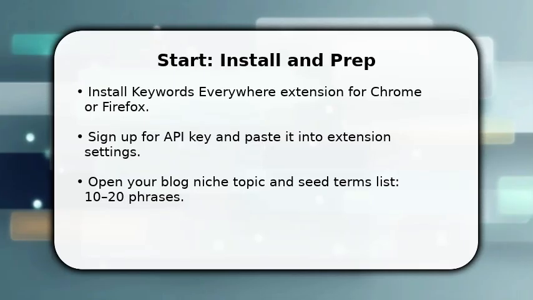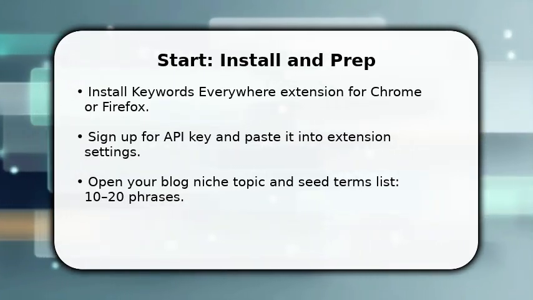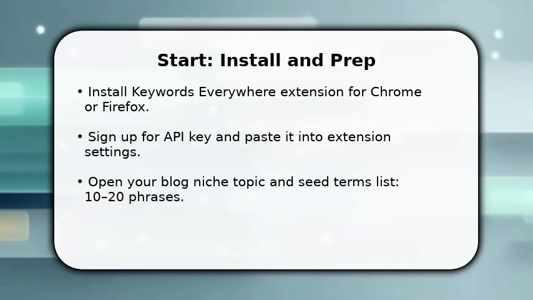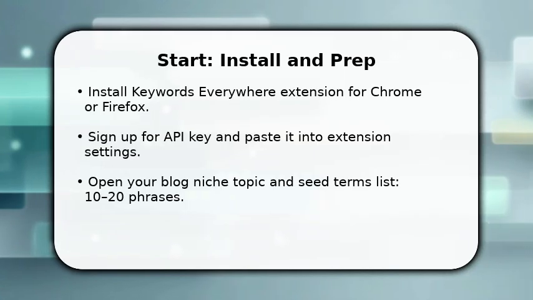You start by installing Keywords Everywhere and entering your API key so data appears immediately. Once done, you create a focus seed list of 10-20 niche phrases to avoid generic noise. Now open your blog editor and a browser search page side by side. This lets you test queries in context.